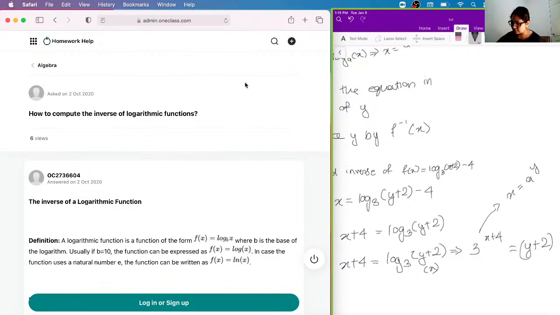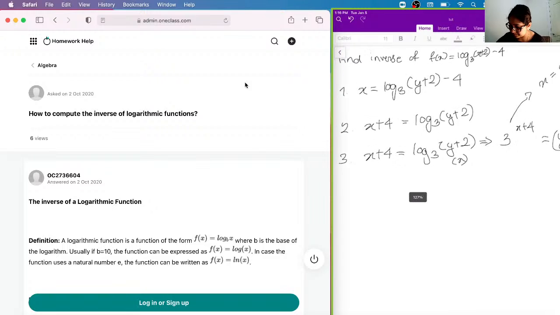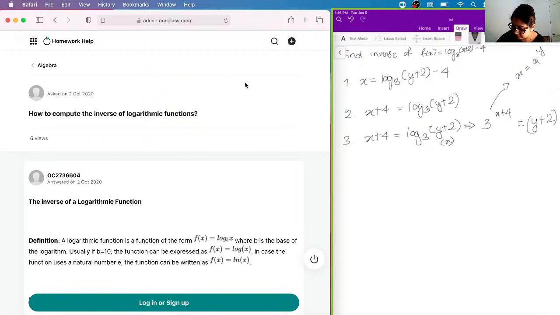And so after converting it into an exponential function, the next step would be to solve the equation by finding y to get the inverse, right? So you have 3 to the power of x plus 4 is equal to y plus 2. And to solve for y, you just have to move everything attached to it to the other side. So you move the 2 over, and you have y is equal to 3 to the power of x plus 4, minus 2, right?